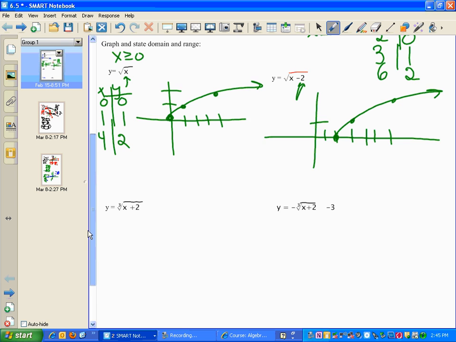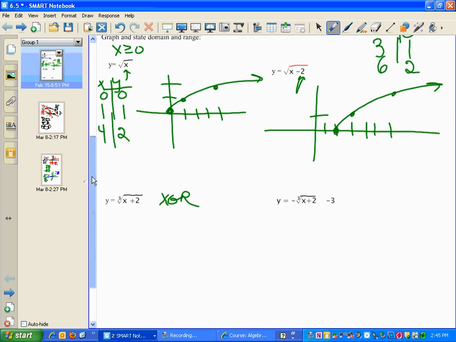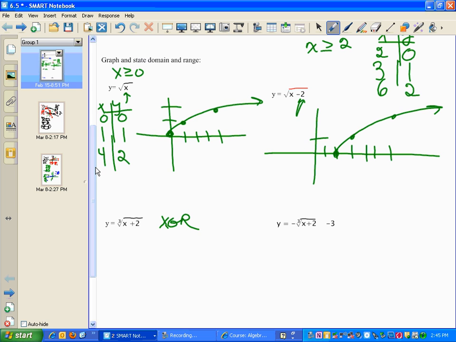Cubic roots, pretty easy. X is an element of the reals. Oh, I forgot my domain. What was my domain on this first one? Y was greater than or equal to what? 0. Here, y is greater than or equal to? Also 0. Range. Y represents your range. Okay, x is an element of the reals, and so is y.